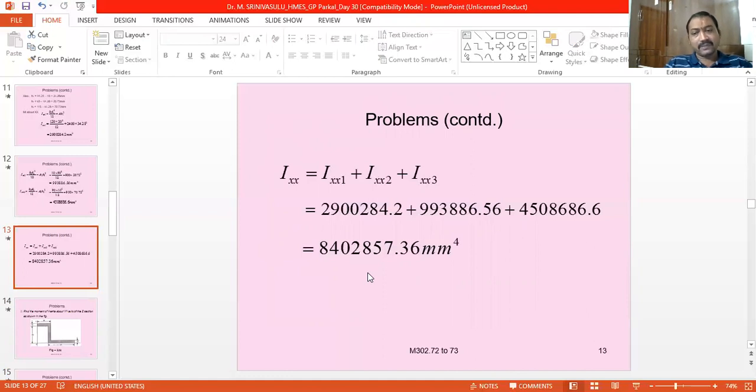Generally in the problem, whenever a non-symmetrical section is given, they may ask you to find out either Ixx or Iyy. Sometimes both may be asked, and you should be in a position to find out the moment of inertia of the given composite section. Now we'll move to the next problem.